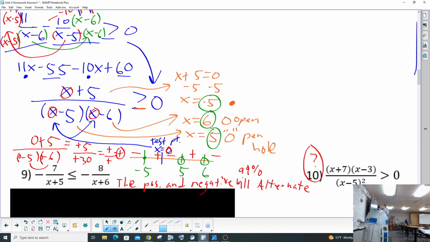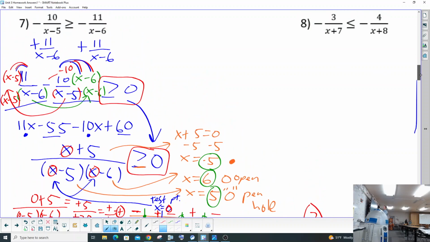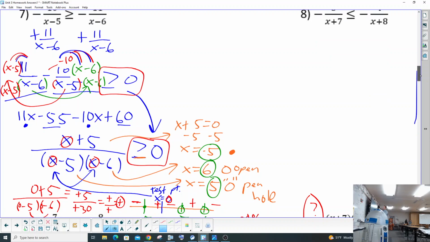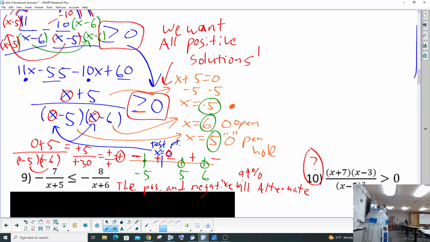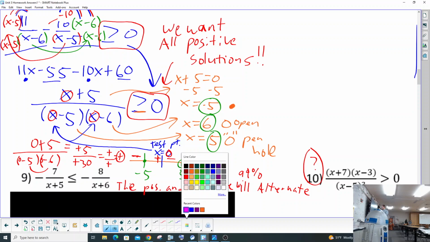Woo! And so what solutions do we want? Do we want the positive solutions or do we want the negative solutions? Well, we go back and look at our sign. Our original problem was all numbers greater than or equal to 0, because we added 11 over x minus 6 to the other side, creating 0. And so that means that we want all the positive solutions, right? And so what are our positive solutions going to be?